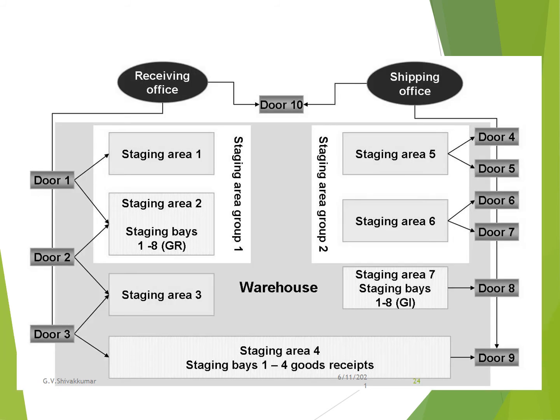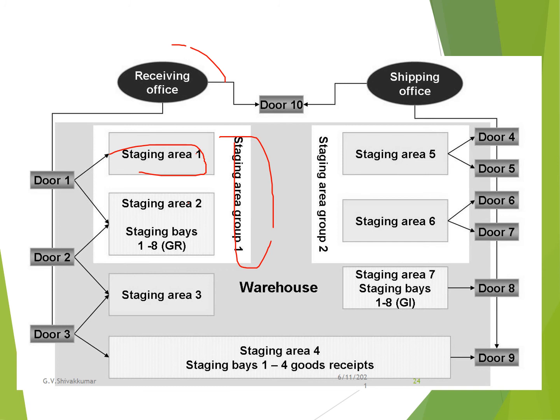So in this, actually, this is how the materials are put away to door 1, door 2, door 3. The material comes to the staging area. So this is the receiving office and staging area group 1. So this is staging area 1, staging area 2. Staging areas 1 to 8 for GR are grouped under staging area group 1, and staging area 3 is standalone, separate. Okay, so here actually all the activities can take place, right? Actually put away, and this is the whole warehouse.